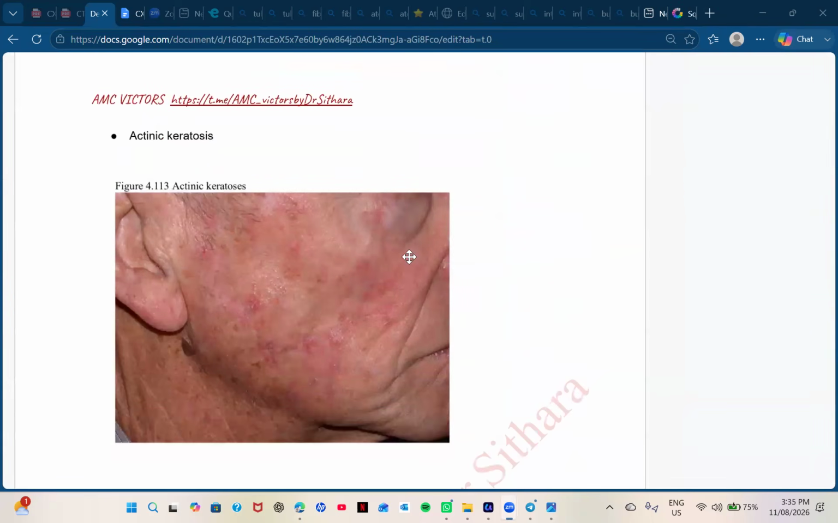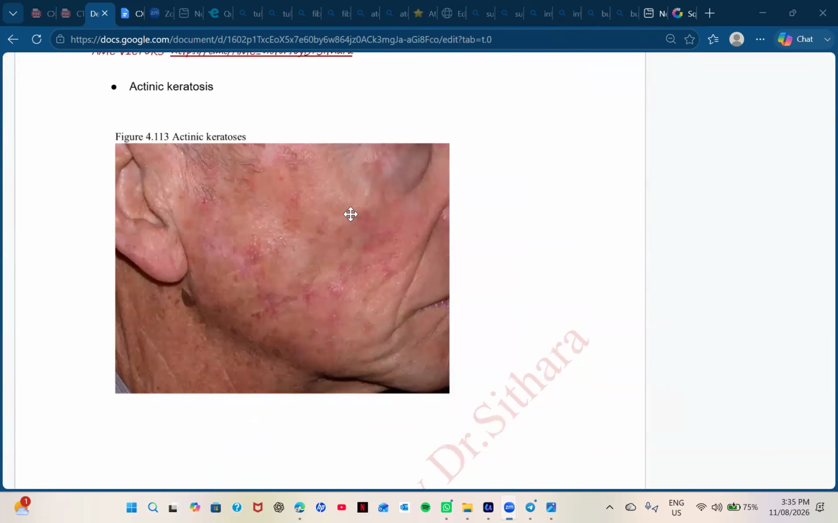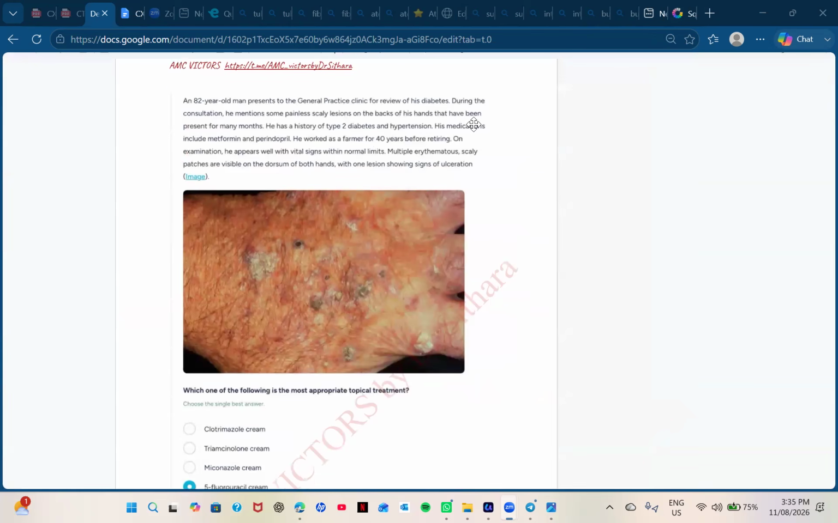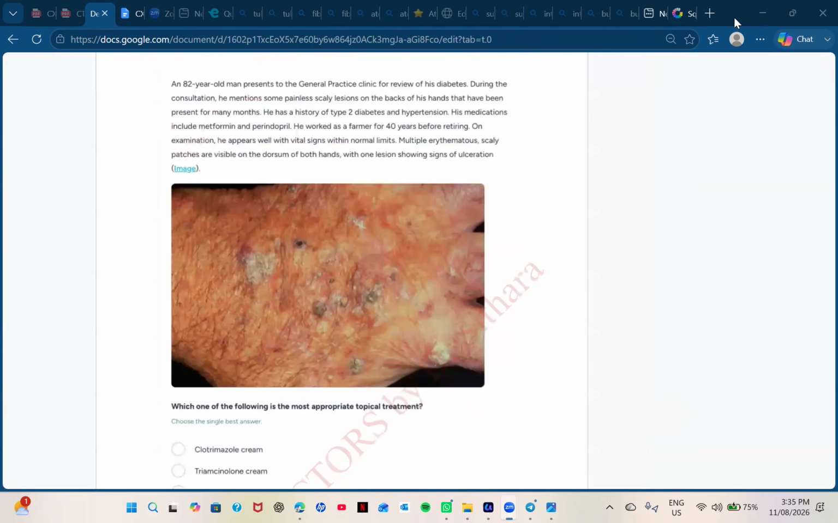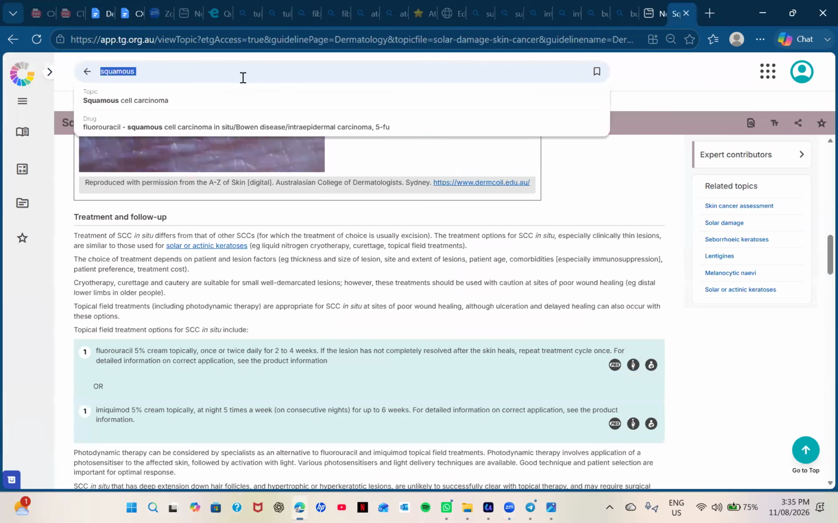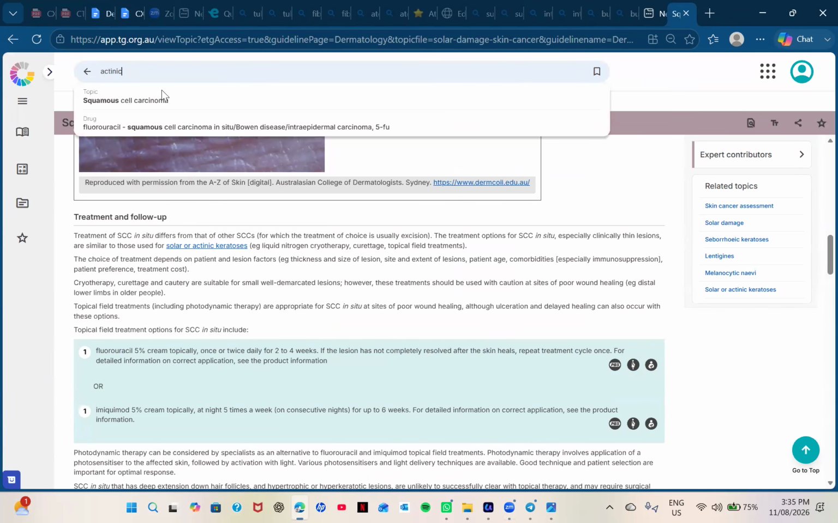Okay, actinic keratosis. What do you know about actinic keratosis? It's very important because this time, June or July, they asked about actinic keratosis. They asked for exactly this picture. So what is actinic keratosis, or solar keratosis?